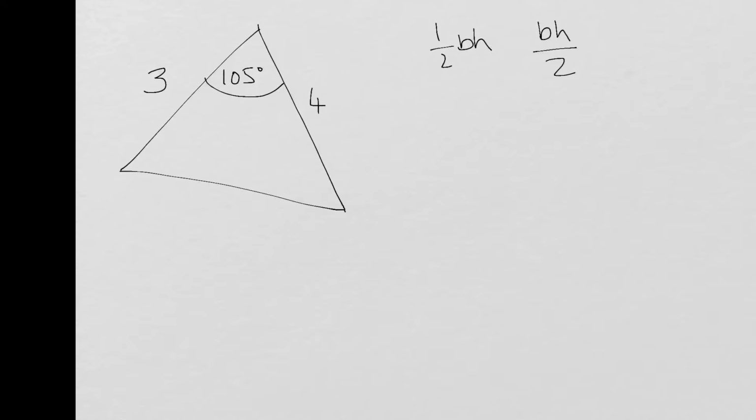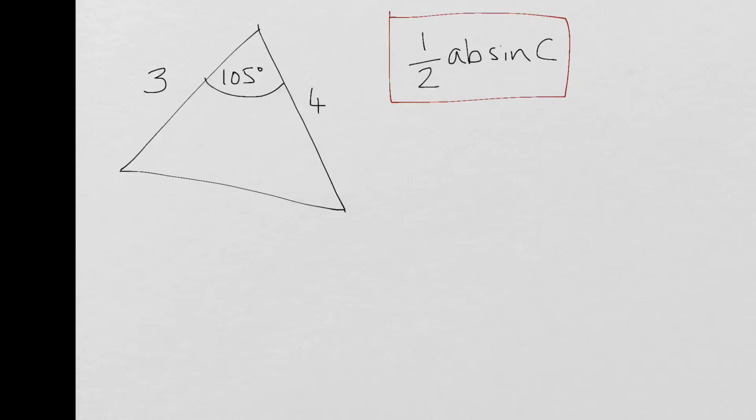But in this question, we don't have the perpendicular height, and we don't have the information about how long the base of the triangle is. So what we're going to use here is a brand new formula, which is a half ab sine C. This is also given to you in your exam booklet. Don't worry too much about the letters ABC just at the moment.